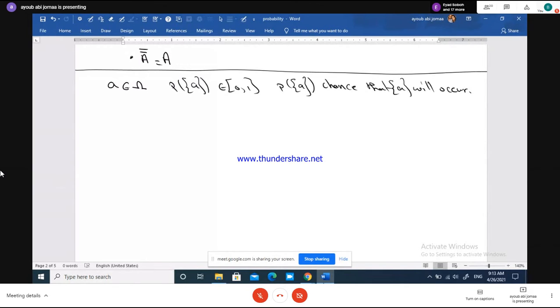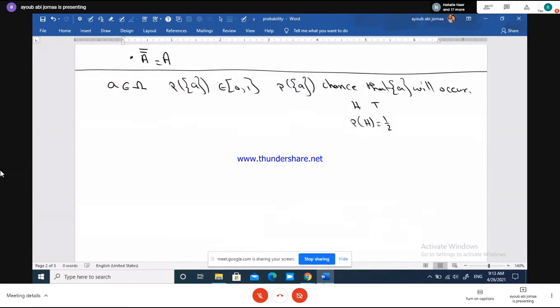For example, when you toss a coin, we have only two outcomes, head, tail. So we say that the probability of head is 1 over 2, because the chance that the head will appear is 50%, or 1 over 2. The probability of tail is 1 over 2.